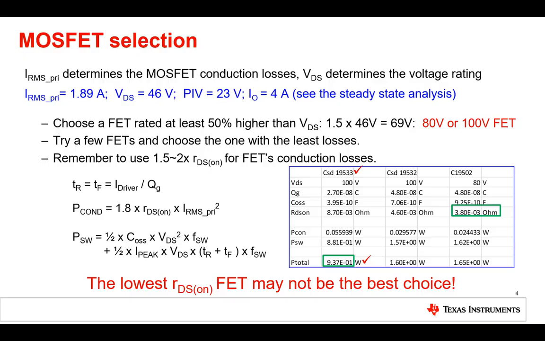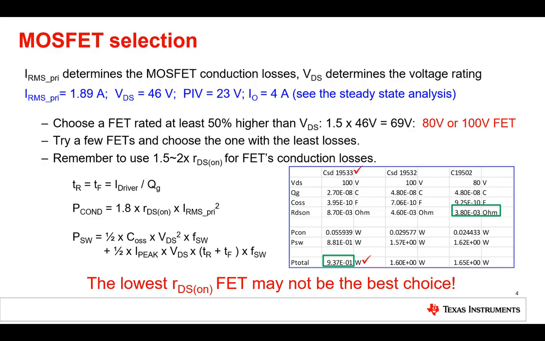In the table, you can see the results for 3 different MOSFETs from Texas Instruments. The 2 green boxes show that the MOSFET with the lowest RDS-on is not the one that has the lowest overall losses. This is often the case and valid for almost all types of converters. And this is often a reason for some iterations to finalize the converter design.